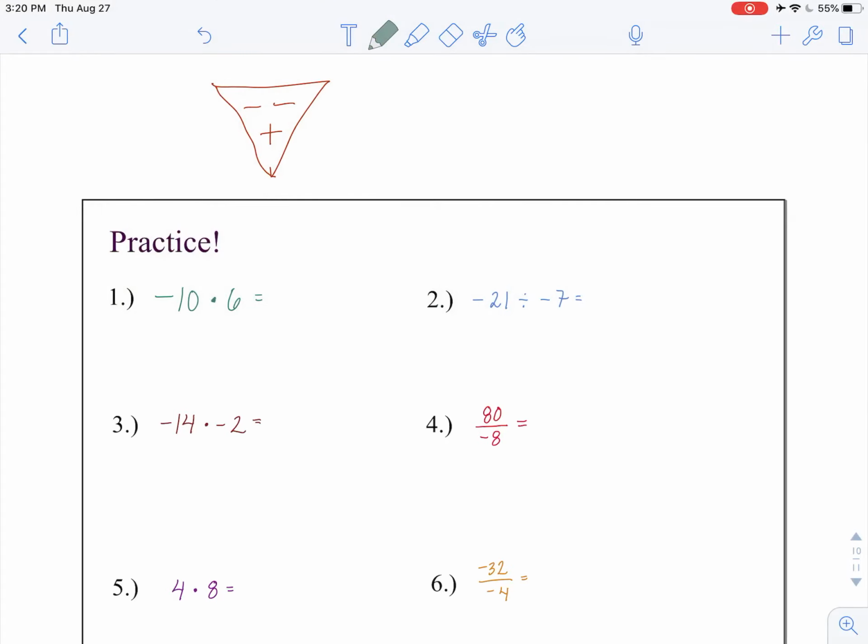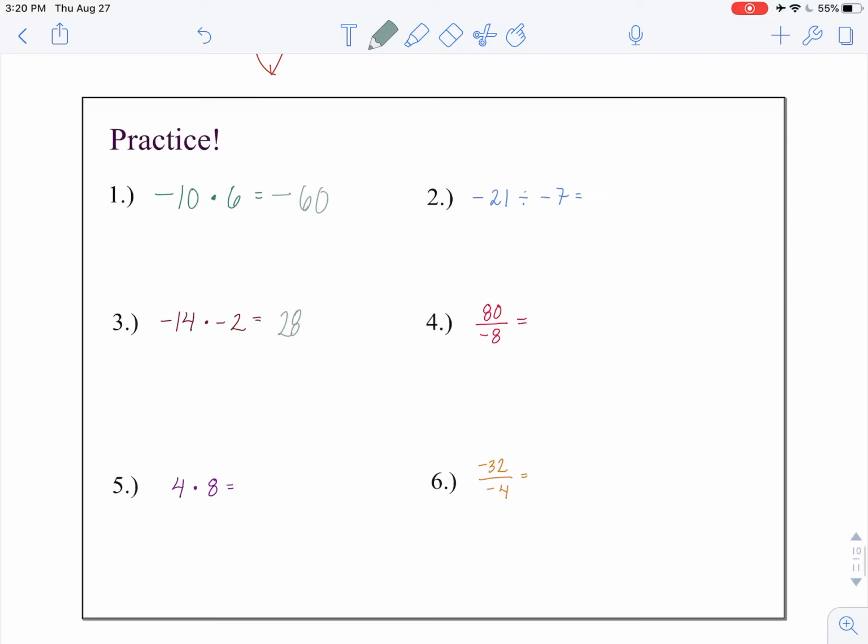Okay, let's go through these. Hopefully you paused the video and you tried it on your own. So let's do the signs first and the math second. Here I have a negative times a positive, which is a negative. 10 times 6 is 60. I have a negative times a negative, which is a positive. 14 times 2 is 28. I have a positive times a positive, so that's easy, a positive 32.